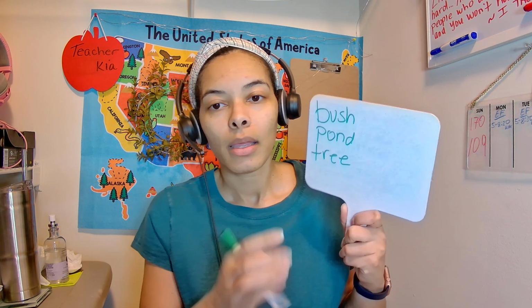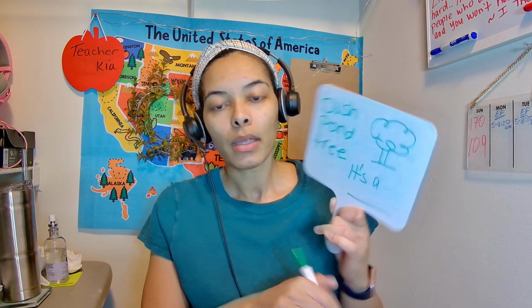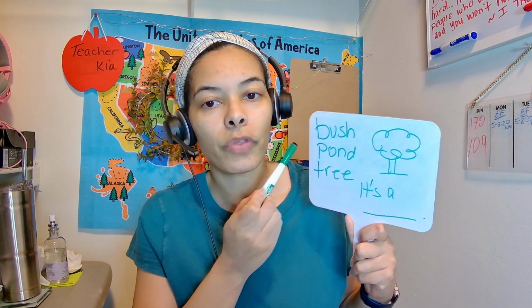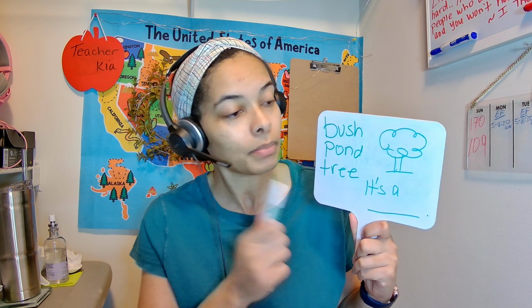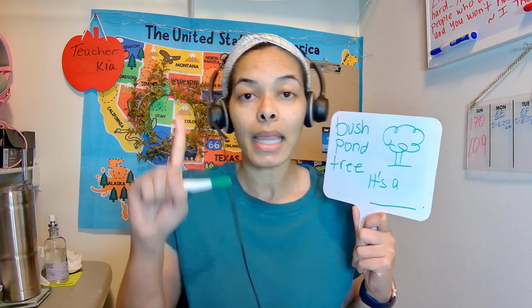One is bush, B-U-S-H, pond, P-O-N-D, and tree, T-R-E-E. The slide has 3 words, bush, pond, and tree, okay? Then it has a sentence that is missing the last word. So it has a picture of a tree, okay? And the sentence is very simple. It's a blank, okay? So this is what your slide will look like. You have 3 words, bush, pond, and tree. You have the picture of a tree, and you're trying to get the student to say the sentence, it's a tree, okay?